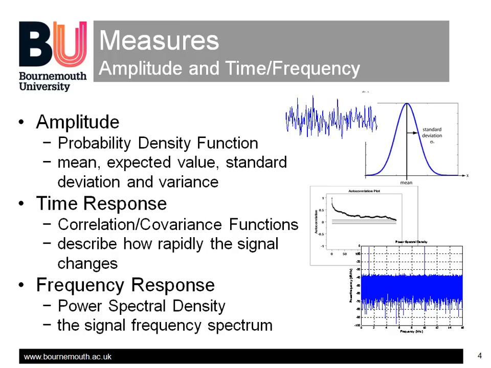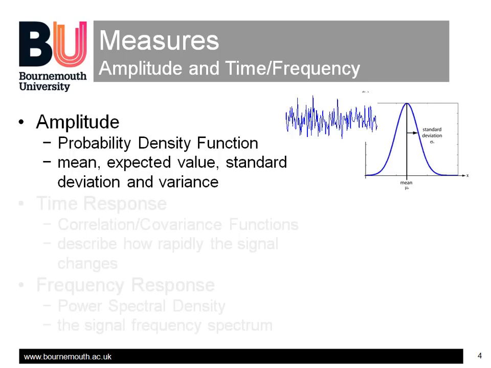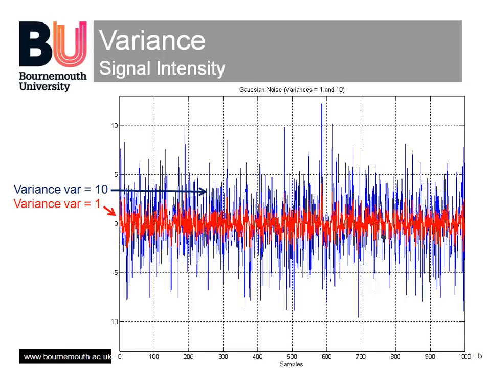Now we can divide measures of stochastic signals into the amplitude and time frequency dimensions. In this clip, we'll concentrate on measures of signal amplitude and their derivation from both signals and probability distributions. In short, variance is a convenient measure of signal intensity, as illustrated here for zero mean signals with variances 1 and 10.